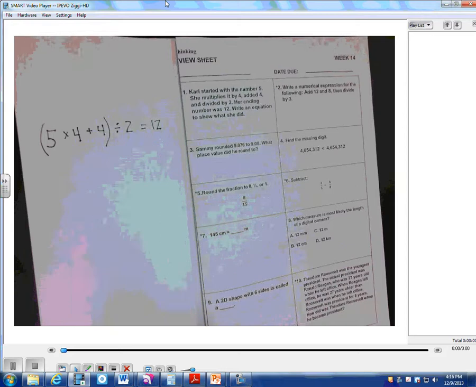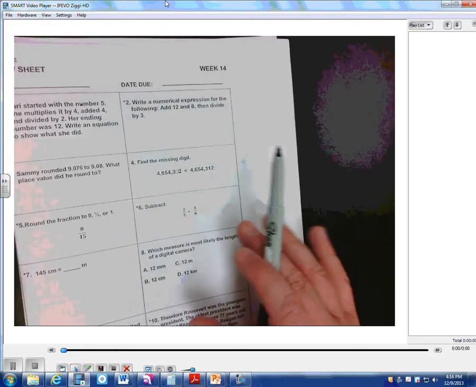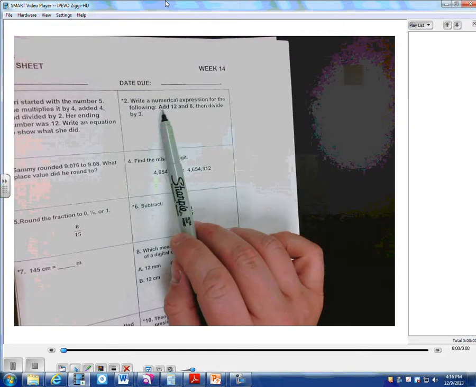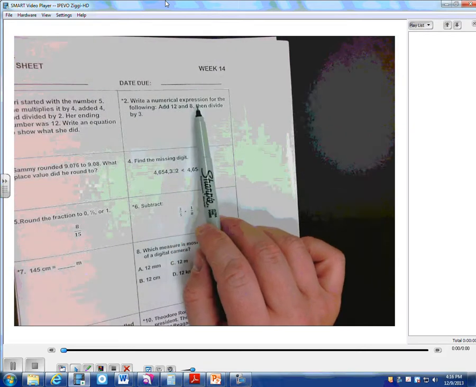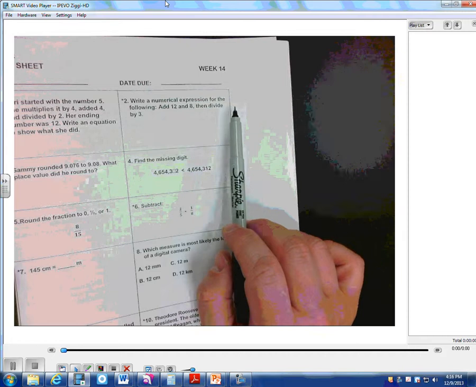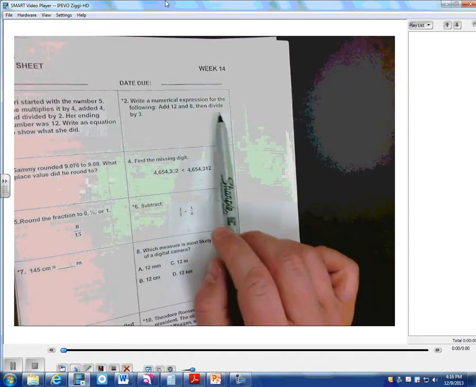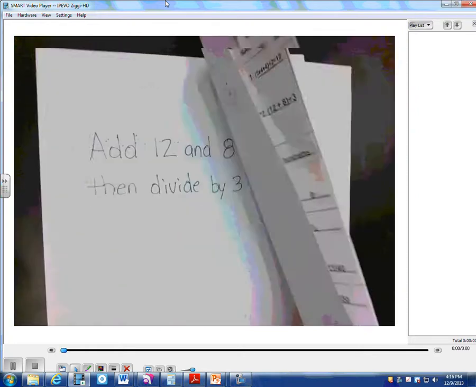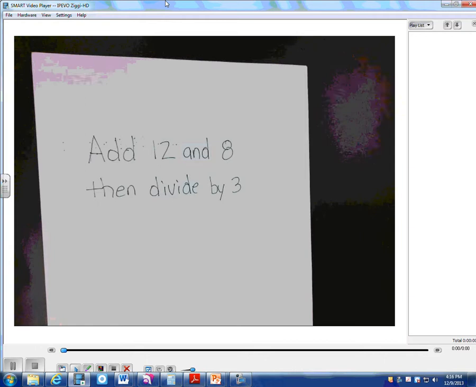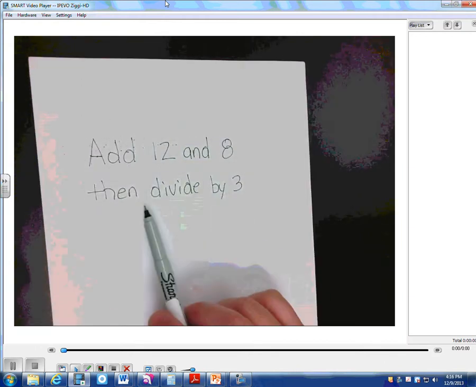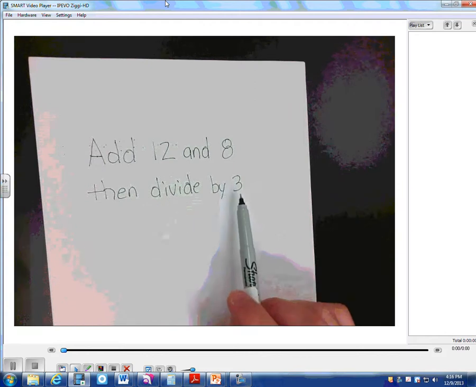Okay, so that's number 1. Let's look at number 2. Okay, this one's a pretty simple one. It says write a numerical expression for the following. Add 12 and 8, then divide by 3. So, add 12 and 8, then divide by 3.